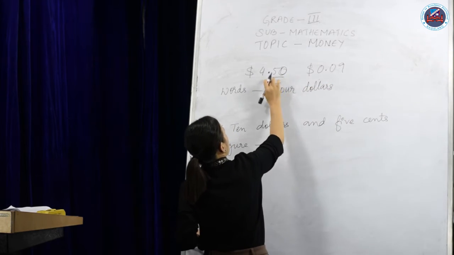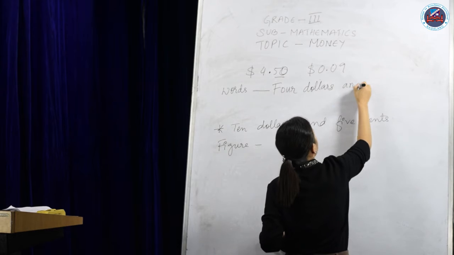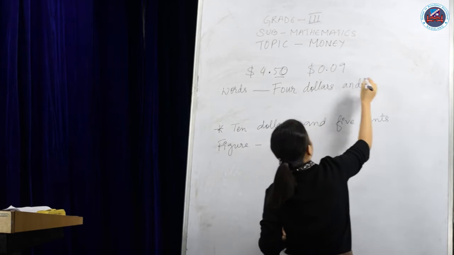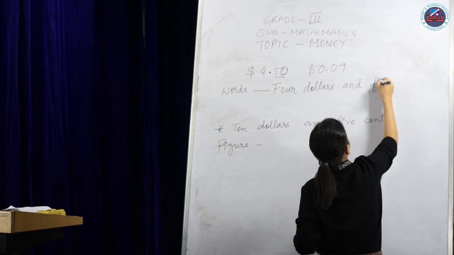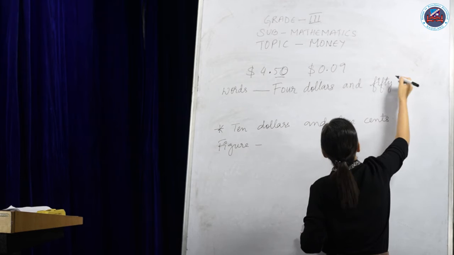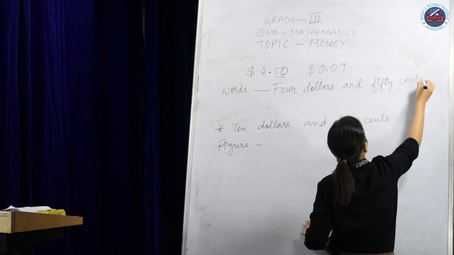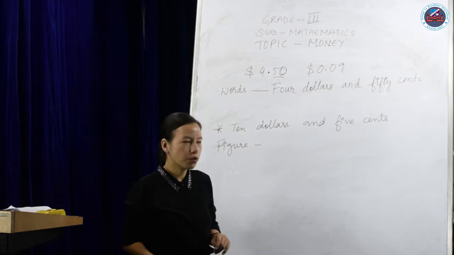And the next we have the cents amount, so we write N. The cents amount is 50, so we write F-I-F-T-Y, 50 cents. So that's how we write in words.